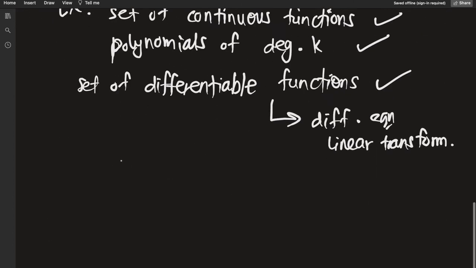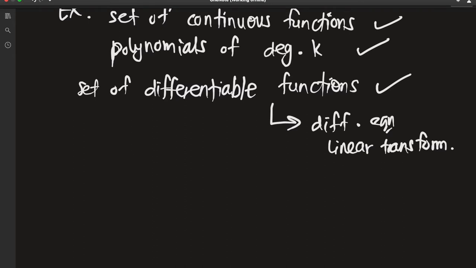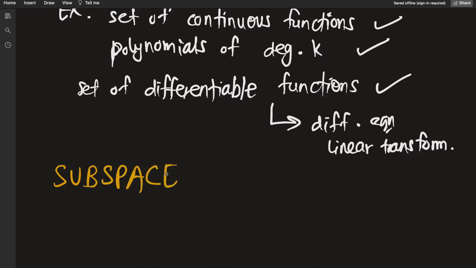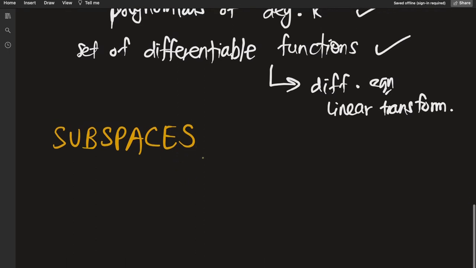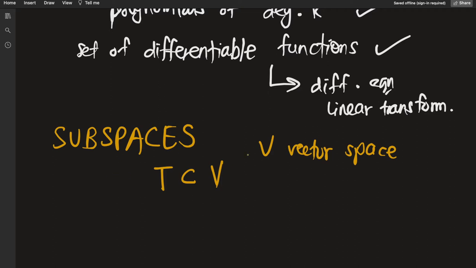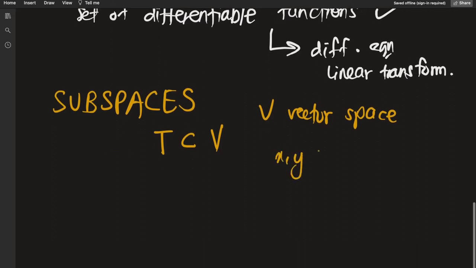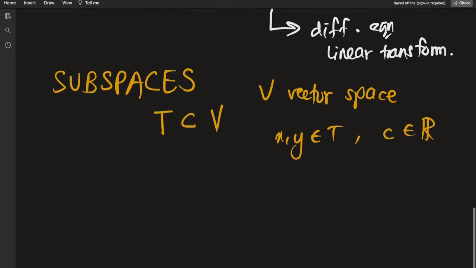Now let's move on to the idea of subspaces. The conditions for subspaces: firstly, let's have a set T that should be a subset of a vector space V, where V is a vector space. And let's now take x and y to be elements of T and c to be a real number, in R, basically.